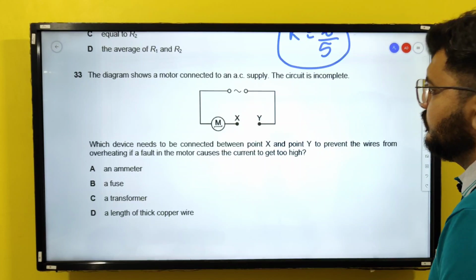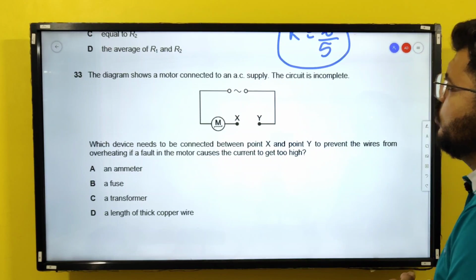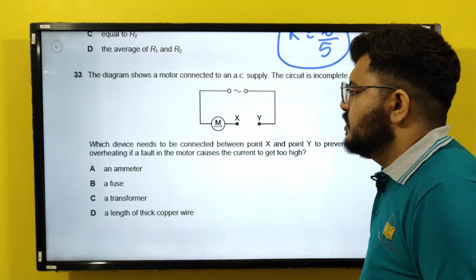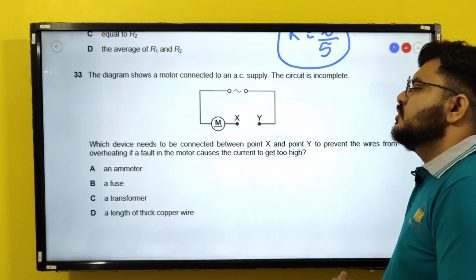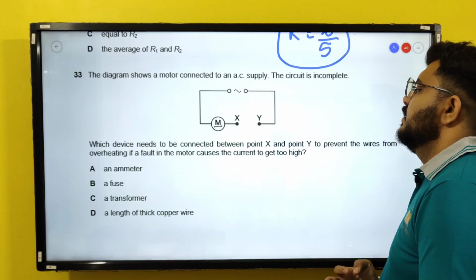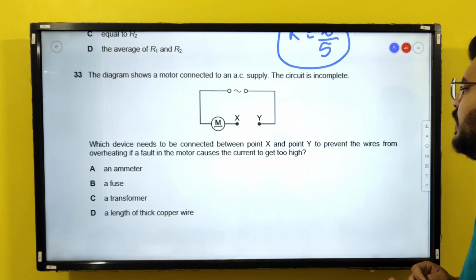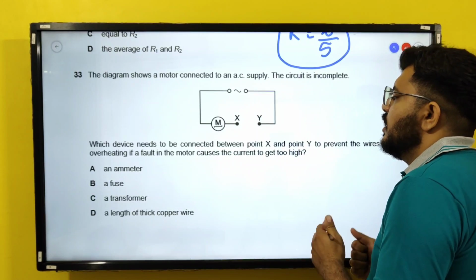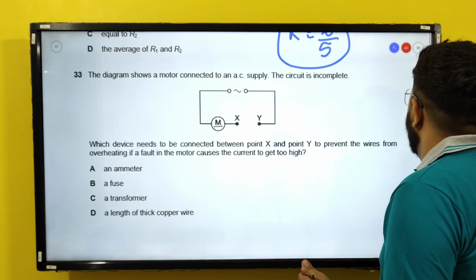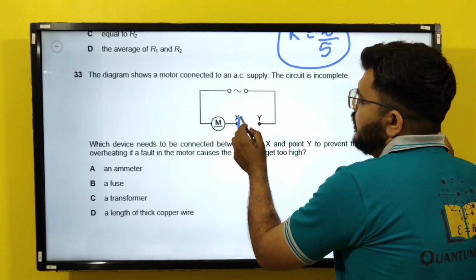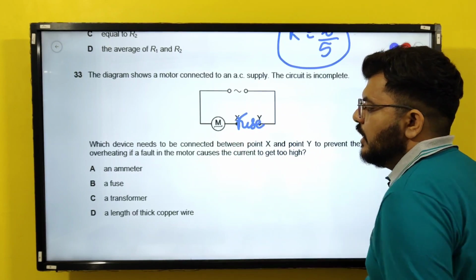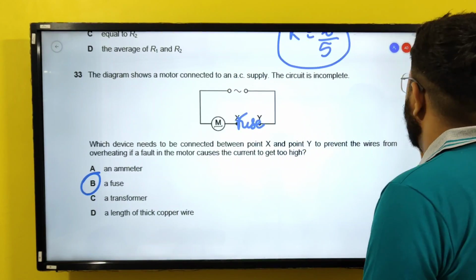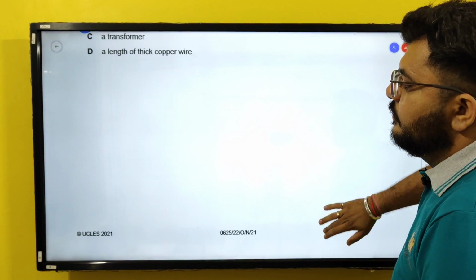Next question we have. The diagram shows a motor connected to an AC supply. The circuit is incomplete, obviously. Which device needs to be connected between point X and point Y to prevent the wires from overheating if a fault in the motor causes the current to get too high? Overheating prevention can be done by a fuse, right? Option B is a fuse, and that's your correct answer.